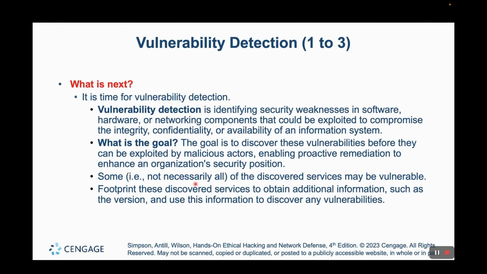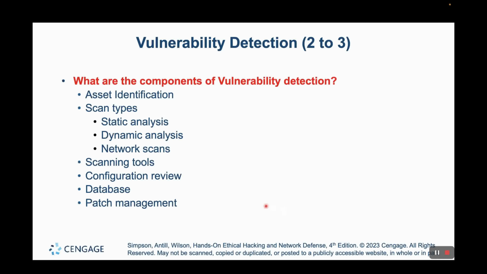Some, not necessarily all, of the discovered services may be vulnerable. So fingerprint these discovered services to obtain additional information, such as version, and you use this information to discover any vulnerabilities, as we discussed before. Now, what are the components of vulnerability detection? The first one is asset identification.